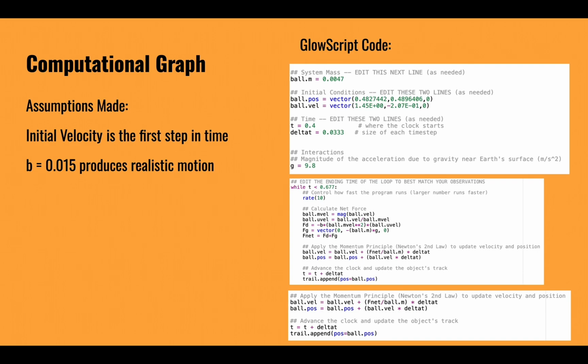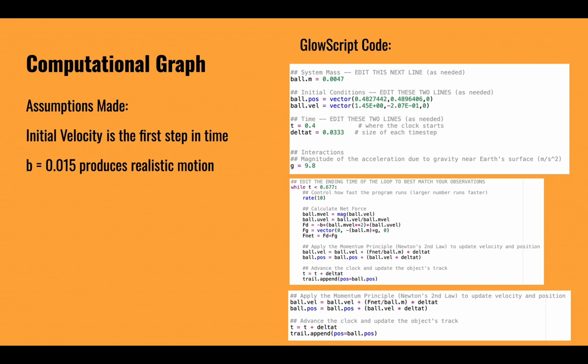or approximately 0. And so for the computational graph here, you can see the GlowScript code that was used. And the assumptions made is that the initial velocity is the first step in time. And I found through using different b values that b equals 0.015 produces realistic motion. And anything not in the hundredths place, anything in the tenths place, actually produces a model that is pretty wildly far from what was actually shown. So the lower it is, the better it is, because a paper ball isn't going to produce that much drag.